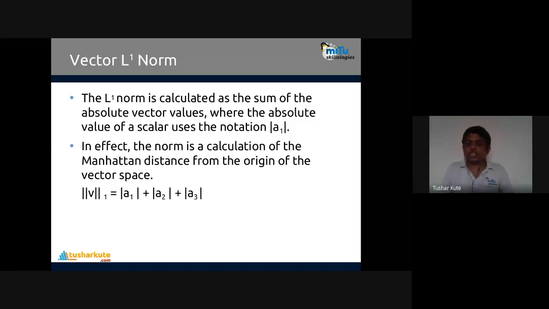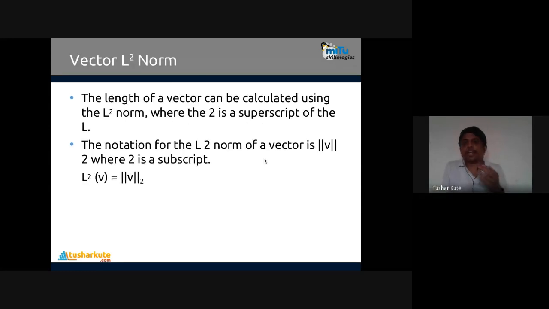Welcome back. Let's continue with the other topics in the vector. Now, just like the L1 norm, let's go for the L2 norm, which is used as level 2 regularization. The length of a vector can be calculated using the L2 norm, where 2 is the superscript of L. Make sure the notation of the L2 norm is vector V, where 2 is a subscript. You can see its notation will be like that.